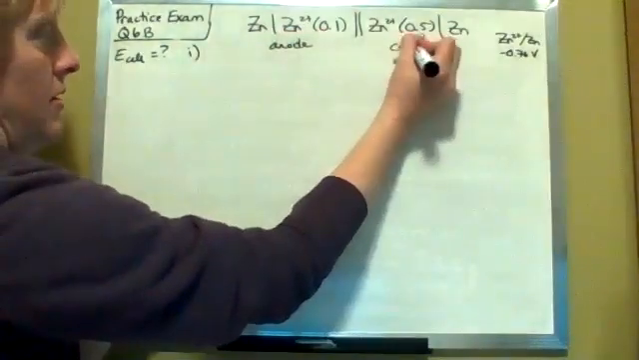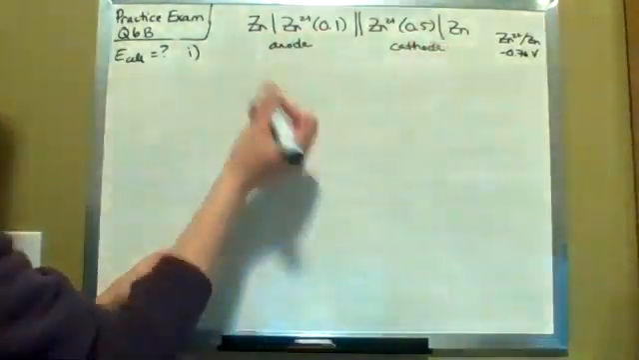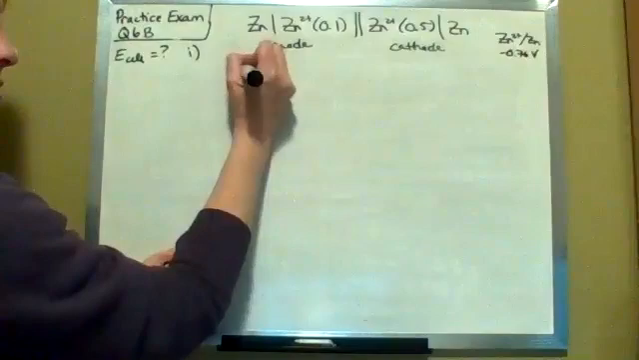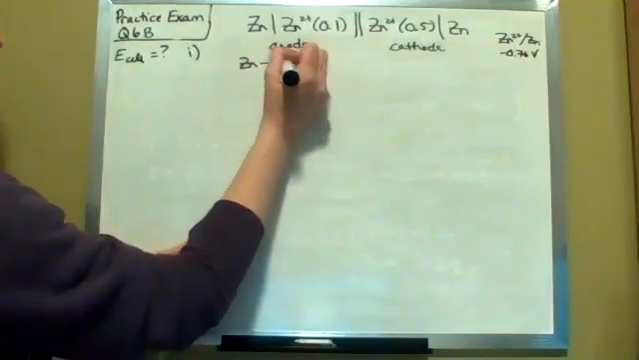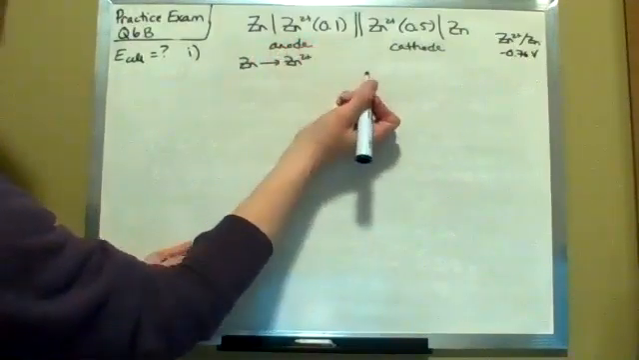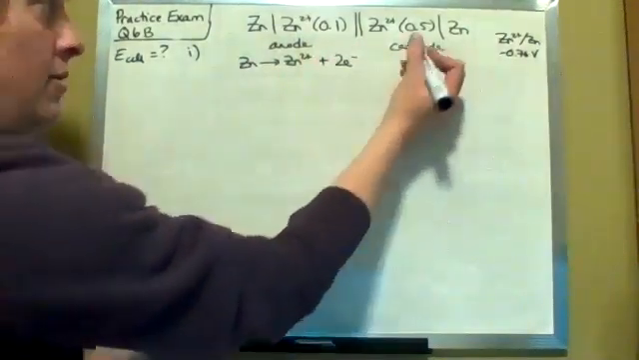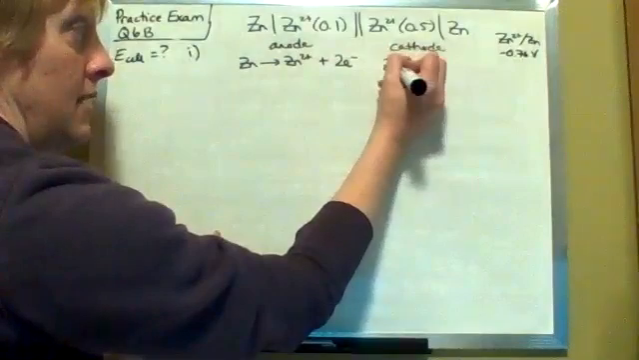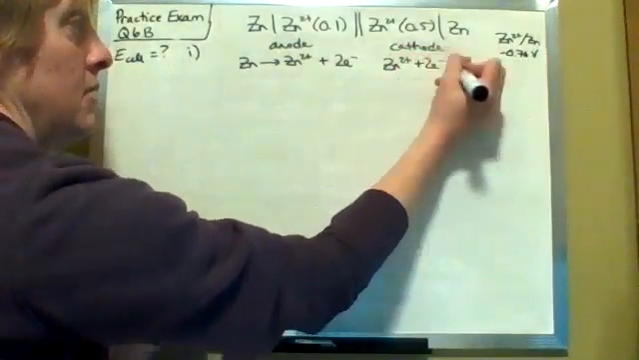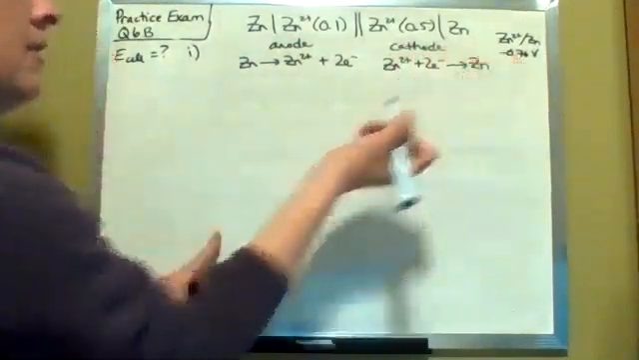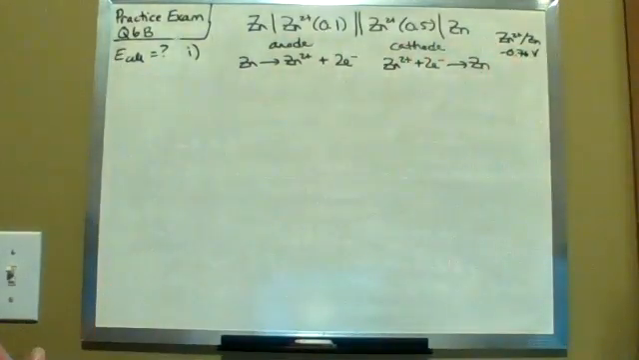Here's our cathode. If you want to write down the equation that's happening in each case, so at the anode, your zinc is being oxidized to zinc 2+. To balance that, 2 electrons. At your cathode, the opposite is happening. You have zinc 2+, with 2 electrons going to zinc.